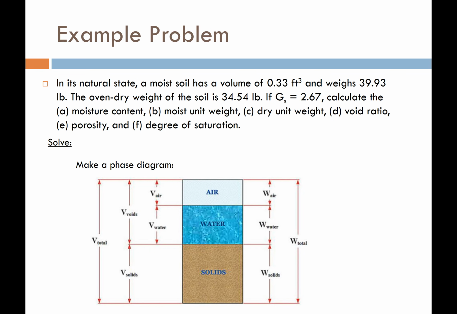Now let's go ahead and just fill in the information that we know to give you a head start. We know the total volume is 0.33 cubic feet. We know that the weight of the solids, this was the weight after it came out of the oven, is 34.54 pounds, and we know that the total weight is 39.93 pounds, and we've assumed specific gravity of 2.67. The other thing we know, of course, is that the weight of the air is 0 pounds.